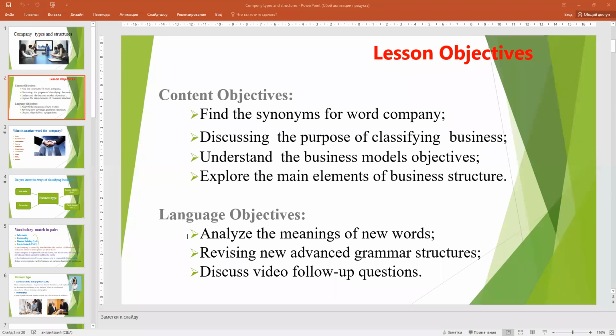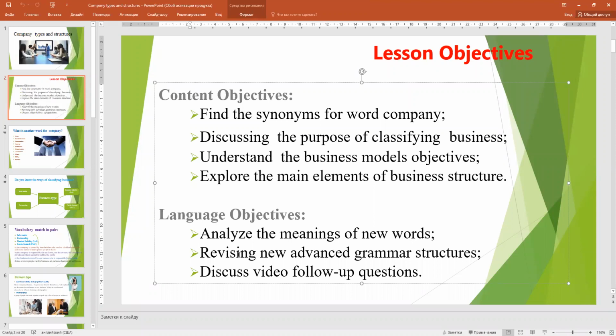And then for the language objectives, you will be able to analyze the meanings of new words, and also you will be able to revise new advanced grammar structures, and you will also watch a video with follow-up questions.